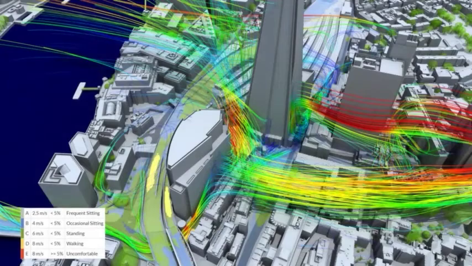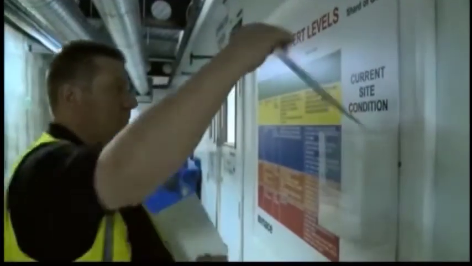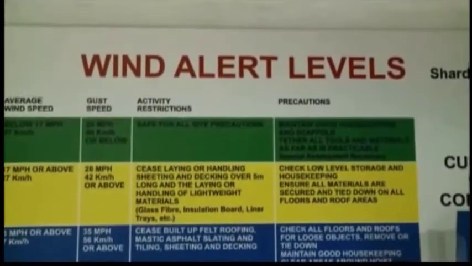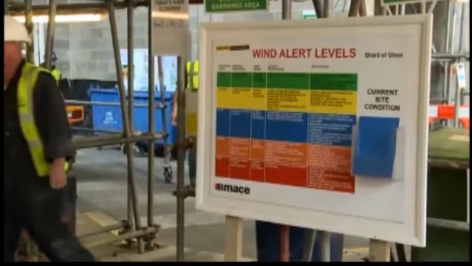Second is wind. By the scale simulation, the chart receives a lot of wind. This can affect construction. To prevent wind from affecting construction, the chart engineers check the wind speed every day.